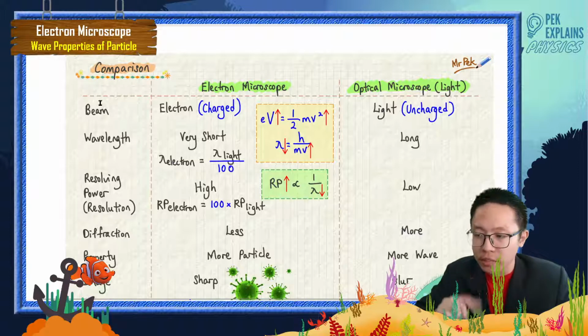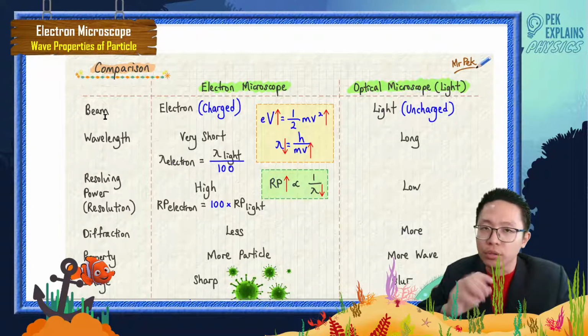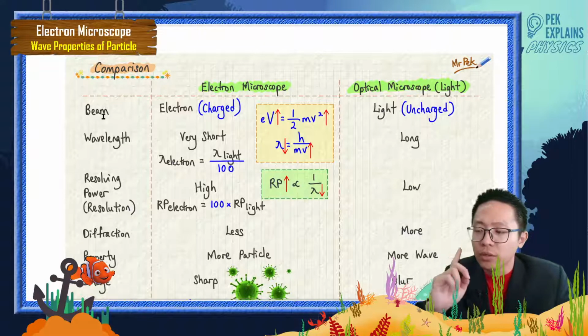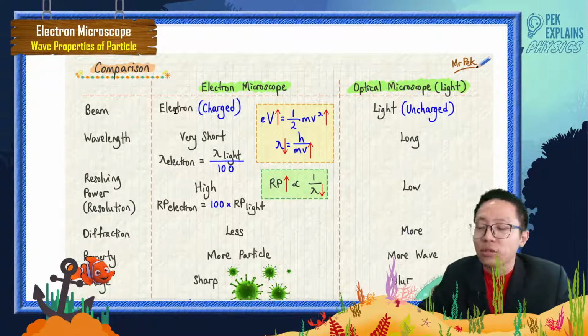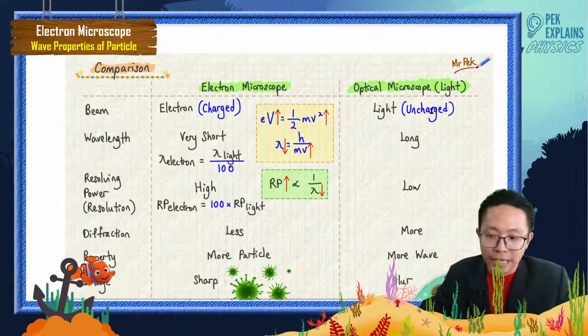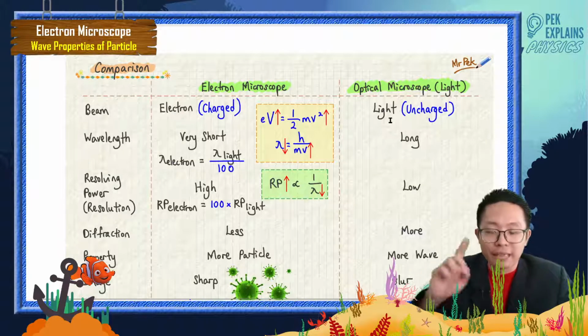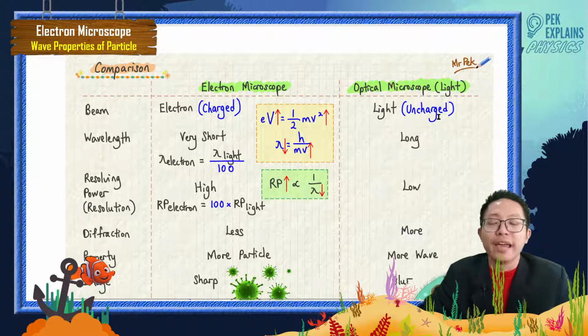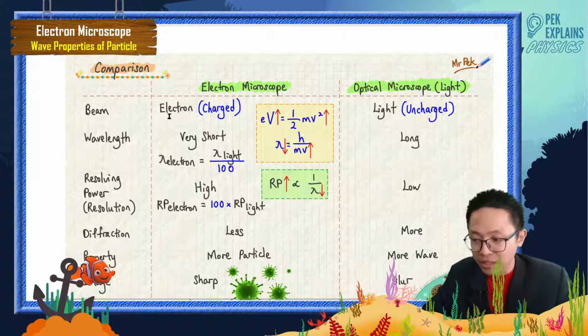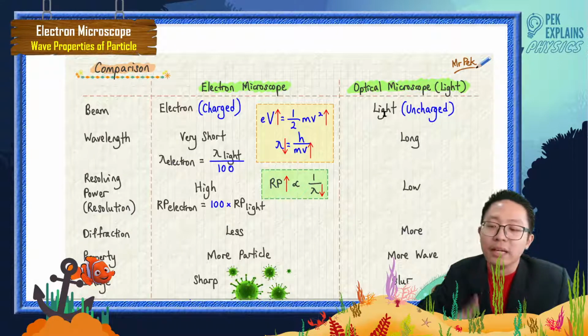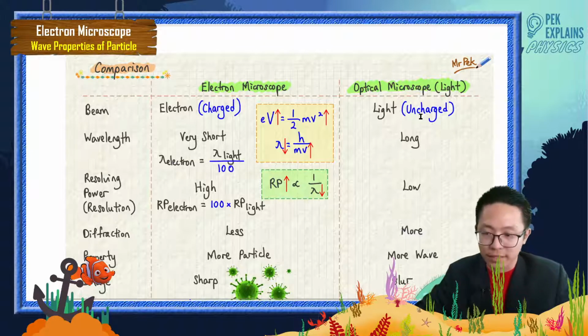So first thing is electron microscope, you don't use the light beam. Electron microscope uses the electron beam. But optical microscope uses light ray. The difference between electron and light is electron is a charged particle, but light is an uncharged particle, and that makes all the difference. Understand? Electron is a charged particle, light is an uncharged particle.